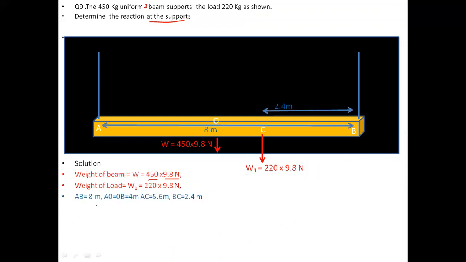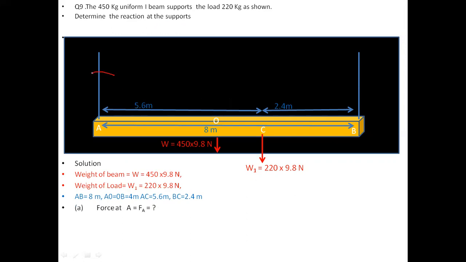Now the displacement is given: AB, this point A and this point B, has a total displacement of 8 meters. OA and OB, that means the half distance from here and the half distance from here, are going to be 8 divided by 2, or 4 meters. So in this way we can say OA and OB are equal to 4 meters, AC is equal to 5.6 meters, and BC, the distance from here to here, is 2.4, sorry.